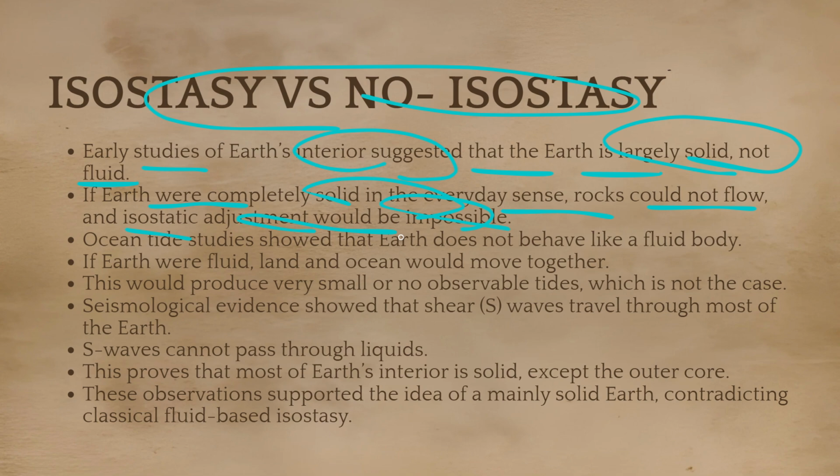Because the isostasy concepts that we have studied are all based on the idea that the inside layer is fluid, and on that we have this lithosphere or crust which is floating. That's what isostasy says. So that's why it's not possible to say that Earth is completely solid.